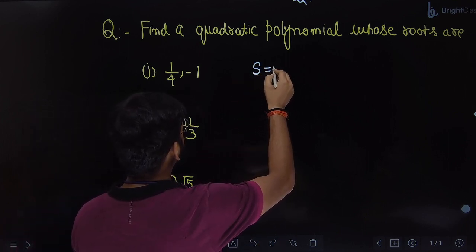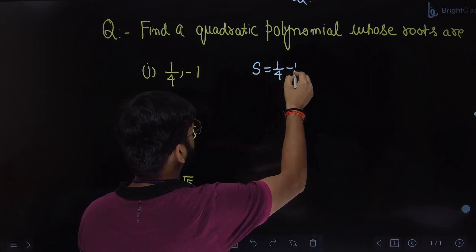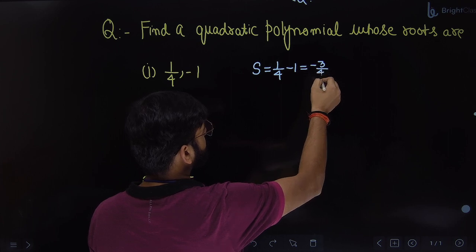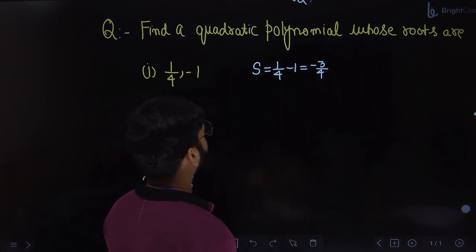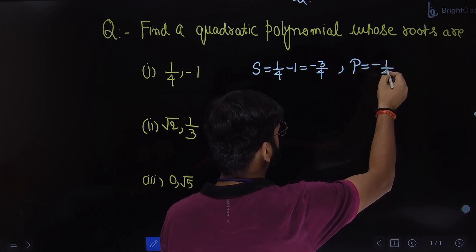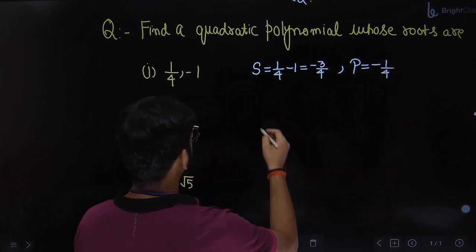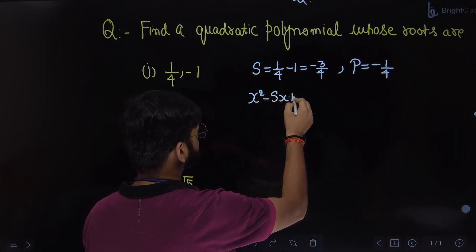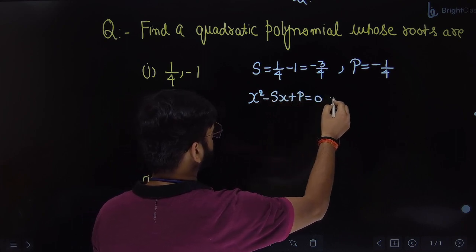Let's check for the first part. What is the sum? Okay, we'll check it. Sum is minus 3 by 4 and product will be minus 1 by 4. So the equation is x square minus sx plus p equal to 0.